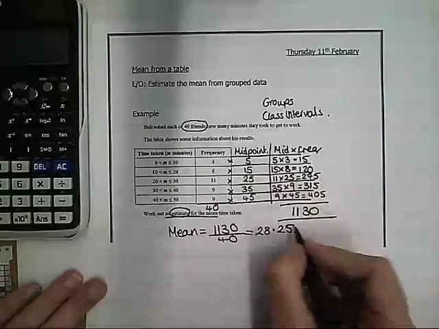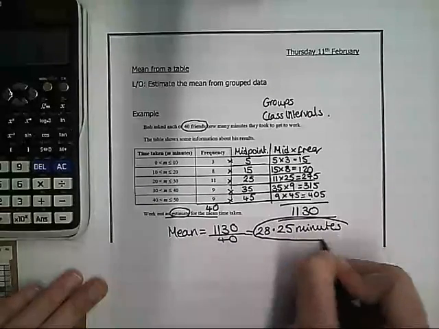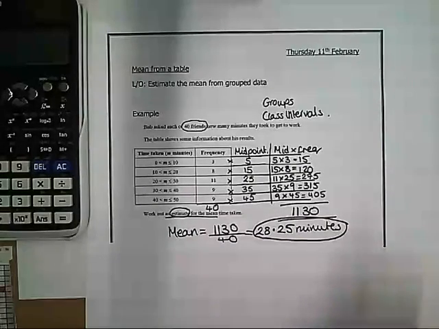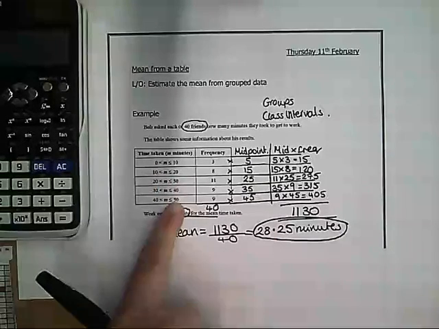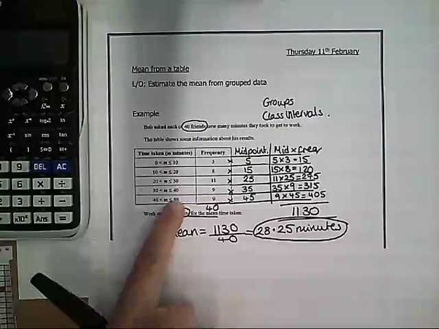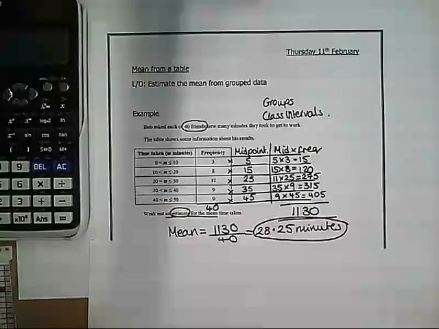1,130 divided by 40 gives us an average of 28.25, and it's in minutes. Now this is an average time, so just check that your average makes sense. Is that time between 0 and 50 minutes? Because that's the least amount of time and the most amount of time that anybody took. Is it between those times? Yes, it is. So that seems logical. And that is how you do mean from a grouped frequency table.